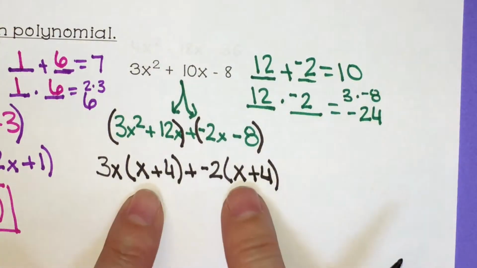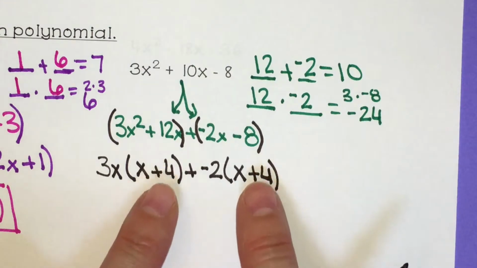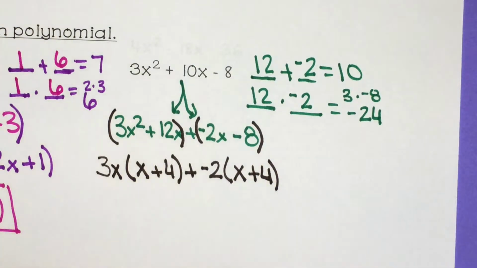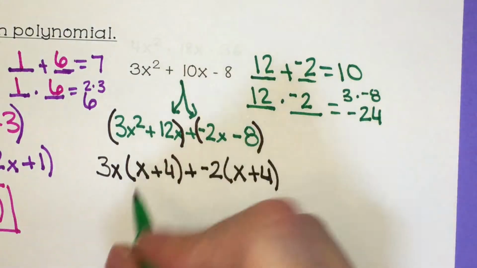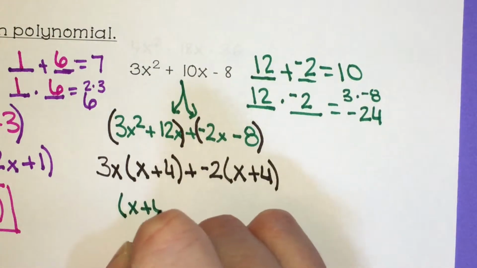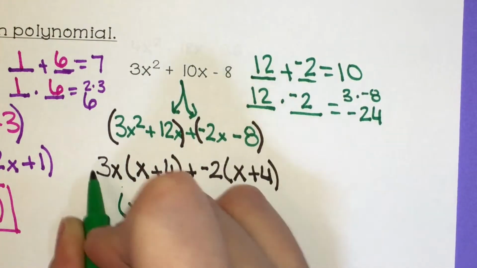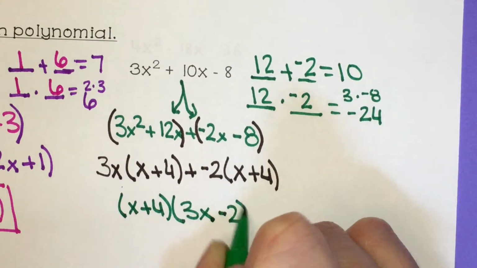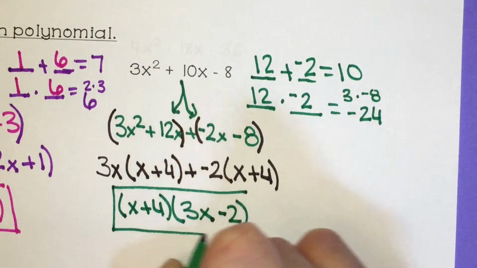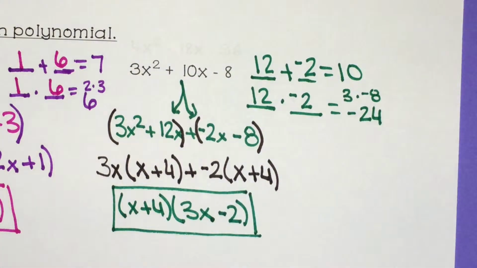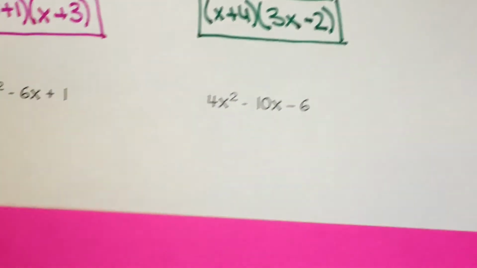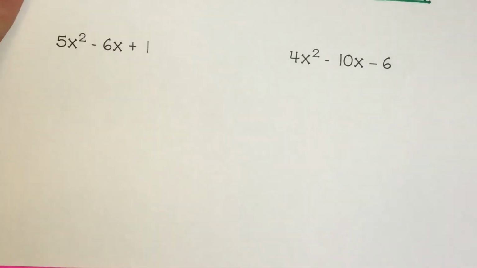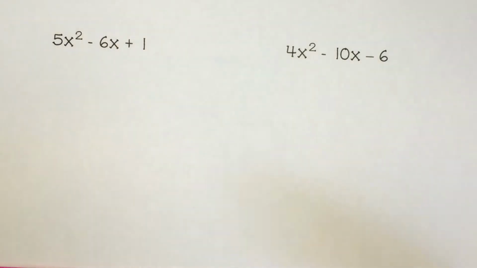It worked. So now we have a greatest common factor. We have x plus 4 in each of these. So I can factor out that greatest common factor of x plus 4. And I'm left with 3x plus negative 2 or just minus 2. All right. So there are quite a few steps, but if you take your time and make sure that you are doing each step, you'll get the answer.